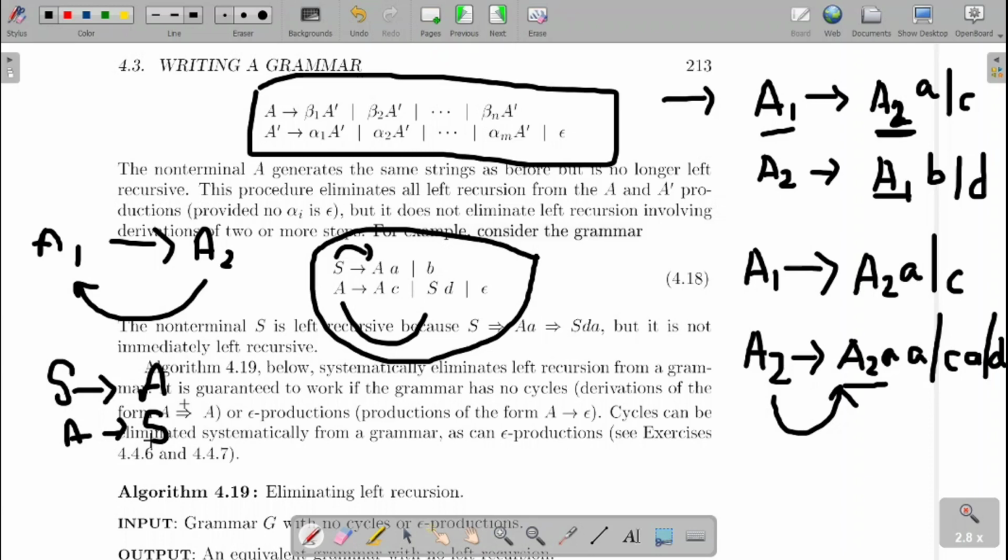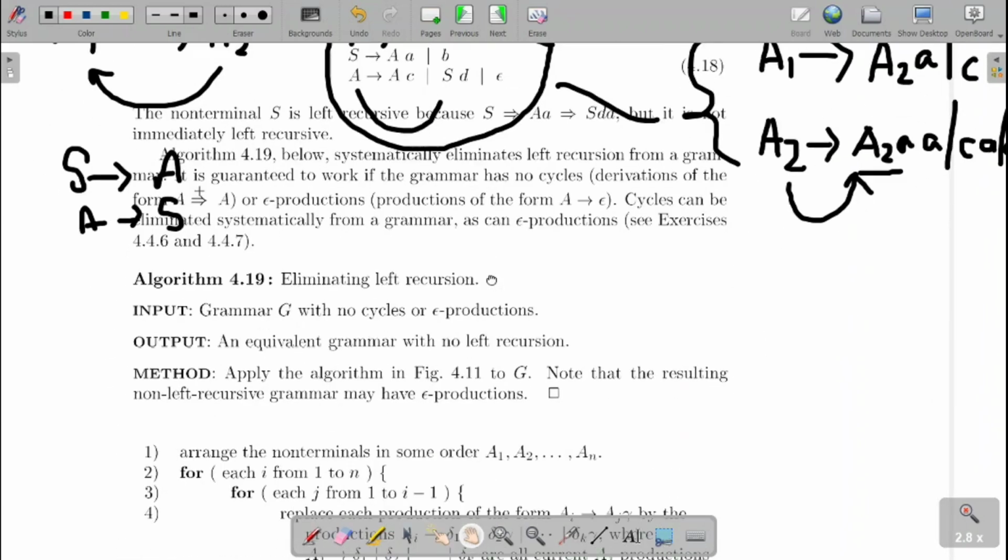Now again I need to convert this one to the second format by substituting. How will it be done? There is a simple algorithm for this conversion, for eliminating left recursion.